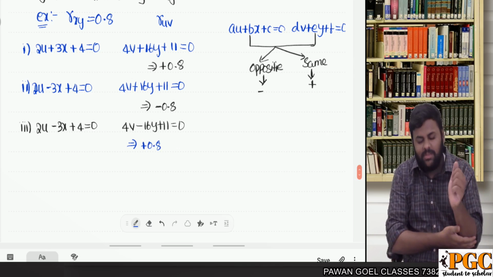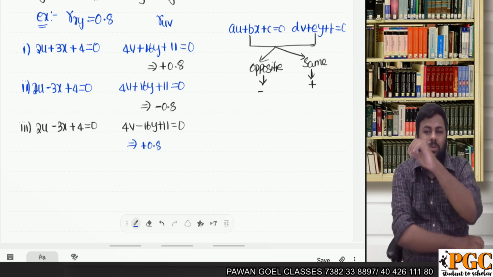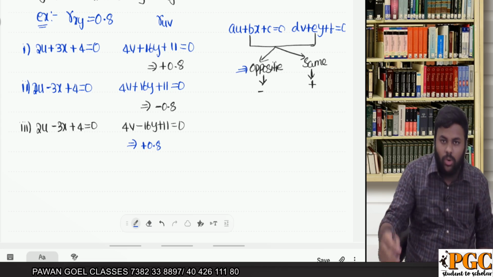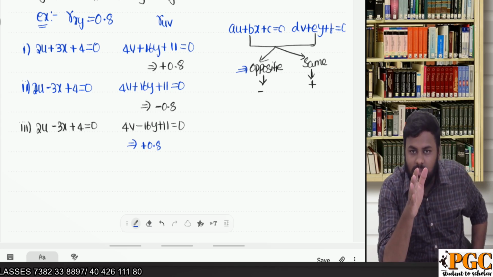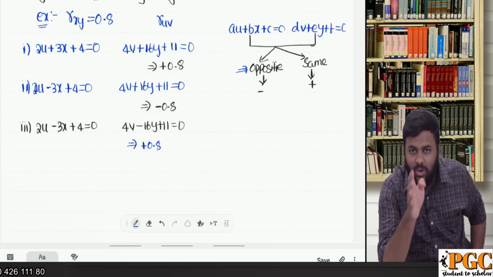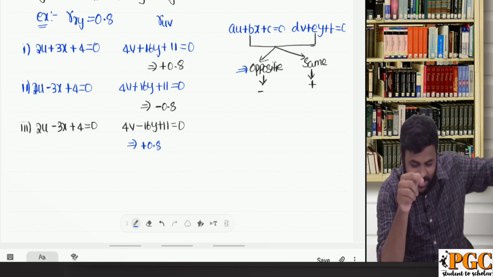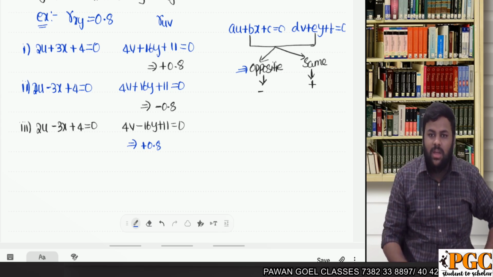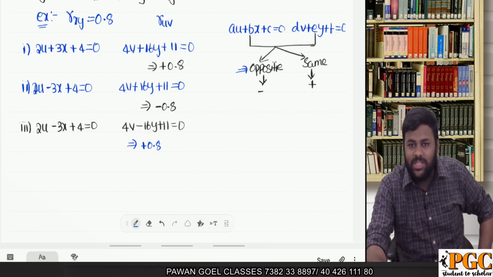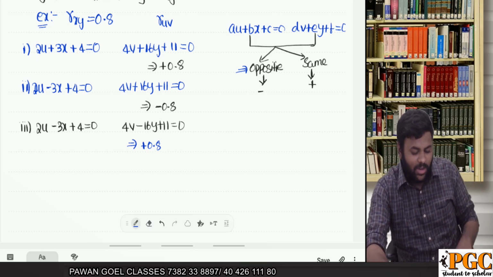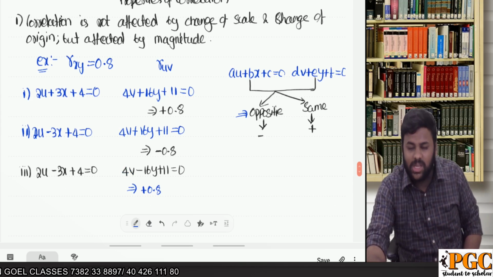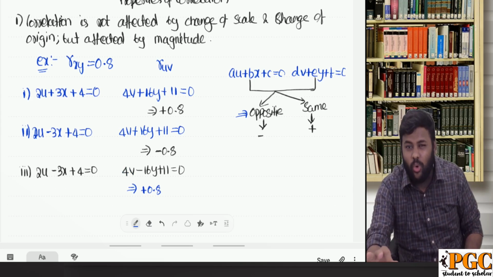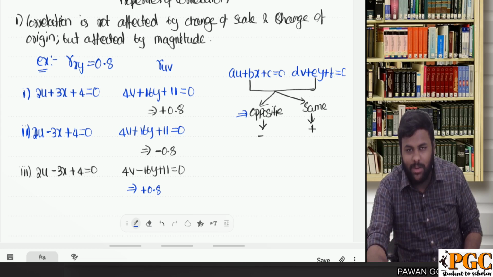Now, my dear friends, sometimes Rxy will be given as minus 0.8. In that case, you apply the rule of opposite and same. Don't apply the rule of minus and plus. Okay, be careful. Not every time minus and plus. If plus is given, you will get minus and plus. If minus is given, you will get plus and minus. Be careful regarding what terms and terminology you are using here. So, first point, my dear friends, correlation is not affected by change of scale and correlation is not affected by change of origin, but it is affected only and only by magnitude. How will you see whether it is affected by magnitude or not?